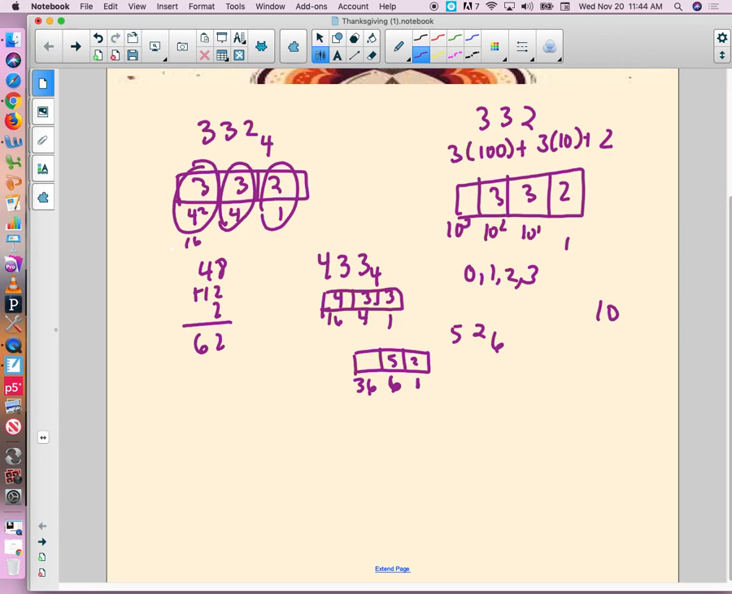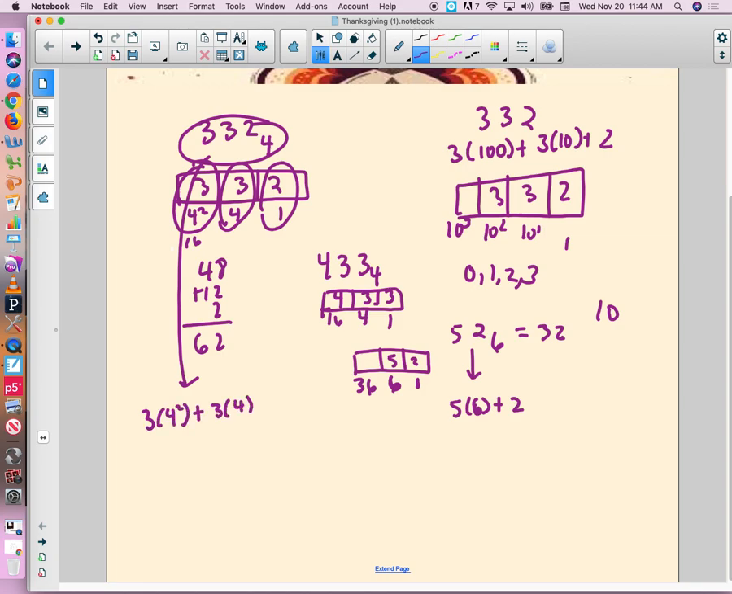So how I really got the base 10 number of 32, as I said, I had 5 6s plus 2. To get 332, I had 3 of the 4 squares, I had 3 of the 4s, and then I had 2 1s. And I did this one in base 10.